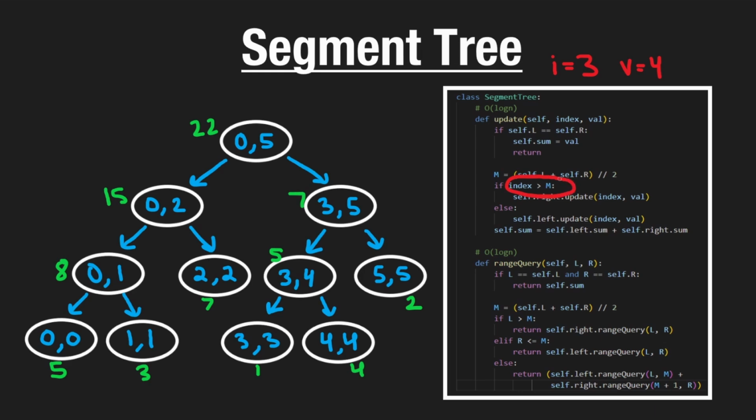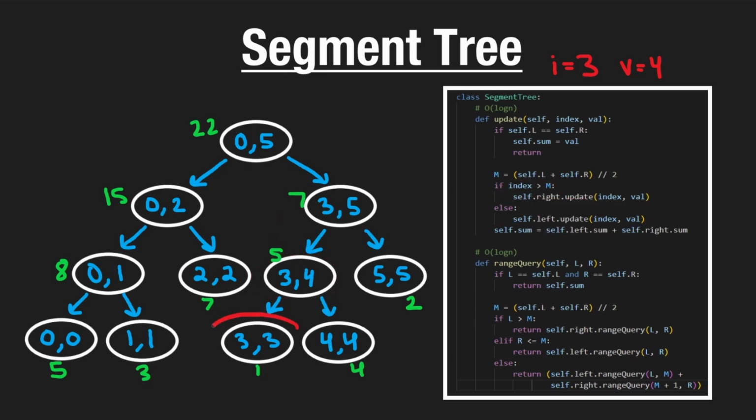Is our index greater than 4? Nope. So then we're going to execute the else case. We're going to go left this time. We're going to be over here. 3 plus 4 divided by 2 is going to give us 3. So is 3 greater than 3? Nope. Then we're going to execute the else case.